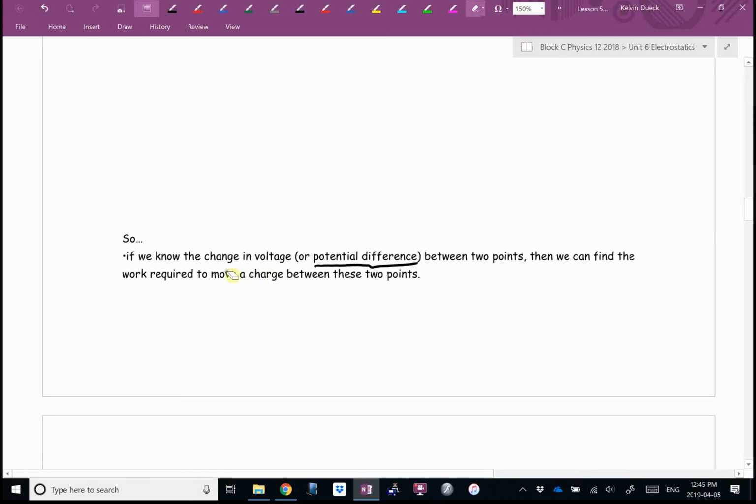If we know the change in voltage, the potential difference between 2 points, we can find the work required to move a charge between these 2 points, because if we define voltage that way, it seems reasonable for me to say the following. Once you've written that down, look up. It seems reasonable for me to say that the change in voltage is the change in potential energy per coulomb. And I think change in potential energy showed up in one of the ways that we wrote work.